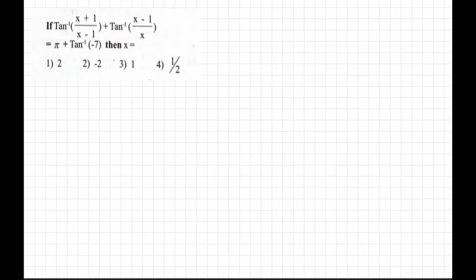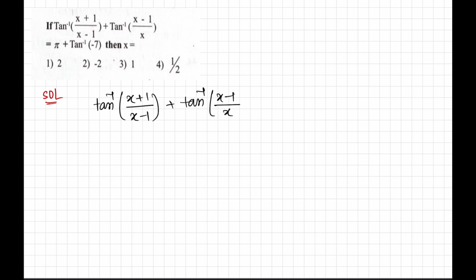In this question, we have: if tan inverse of (x plus 1) by (x minus 1) plus tan inverse of (x minus 1) upon x equals pi, then we have to find the value of x. So let us begin with the solution, students. We can write this as tan inverse of (x plus 1) by (x minus 1) plus tan inverse of (x minus 1) by x is equal to pi.